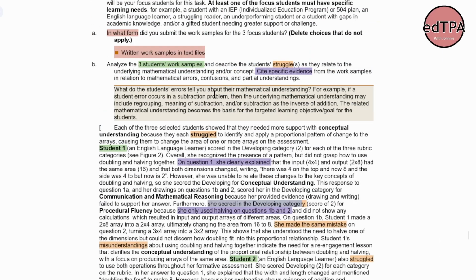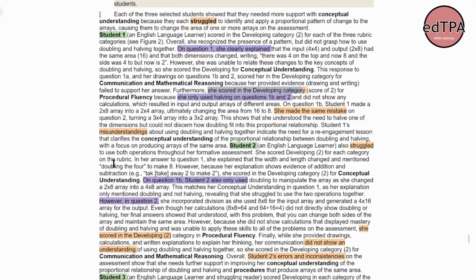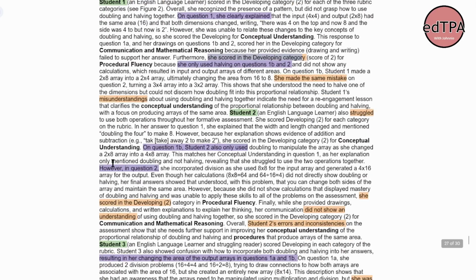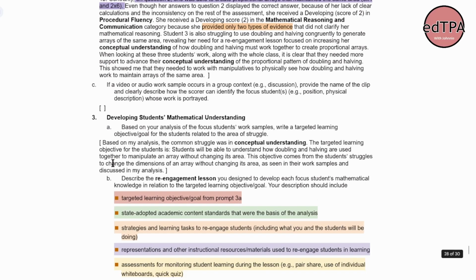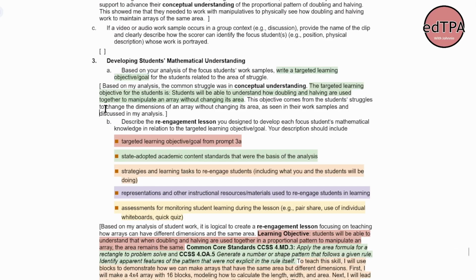So we go back up here. Working from the samples, what were the struggles and what's the evidence? And you can see each one of the students was given good attention in this prompt. So let's look at 3. Based on your analysis of the focused students' work samples, write a targeted learning objective goal for the students related to the area of struggle.